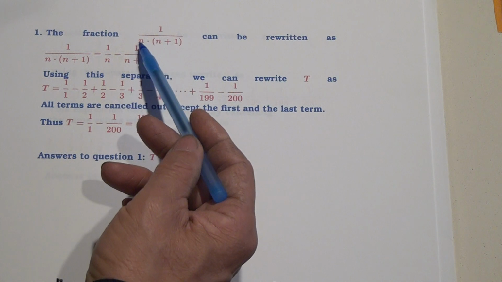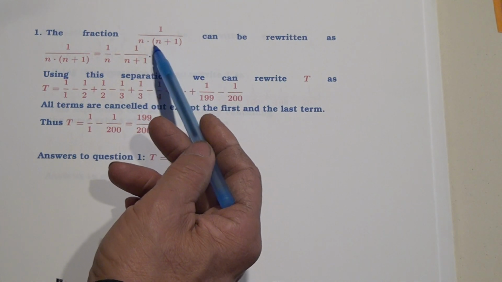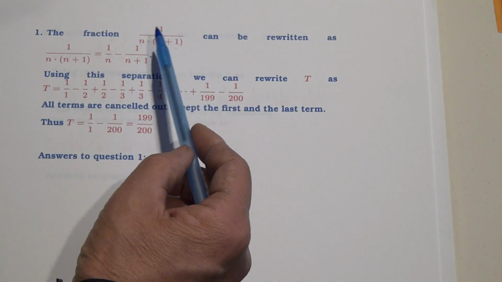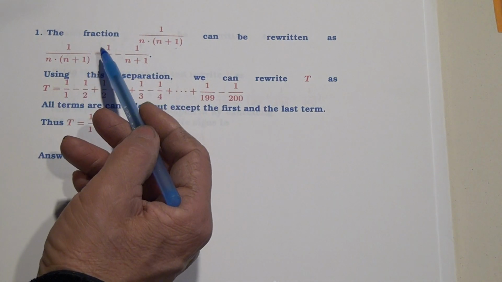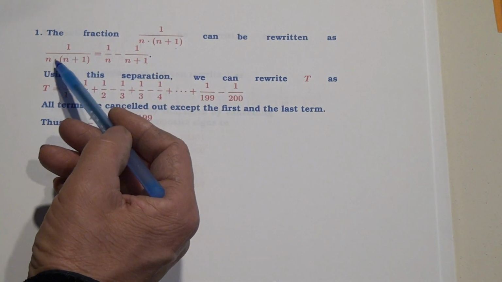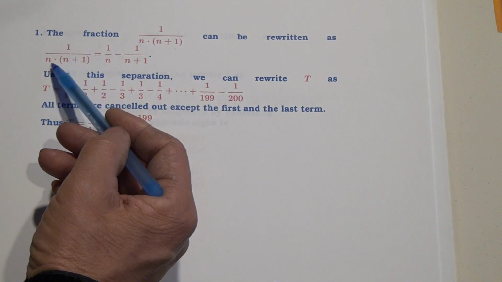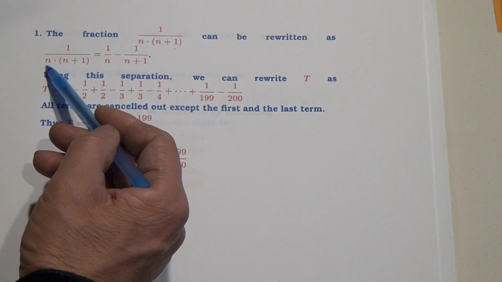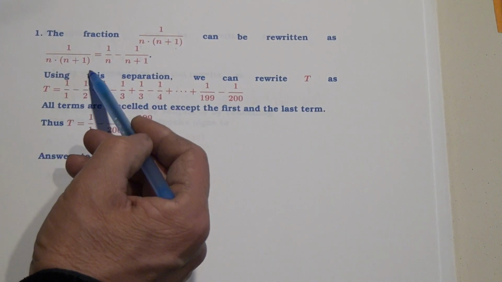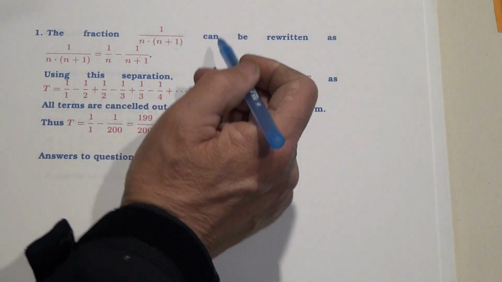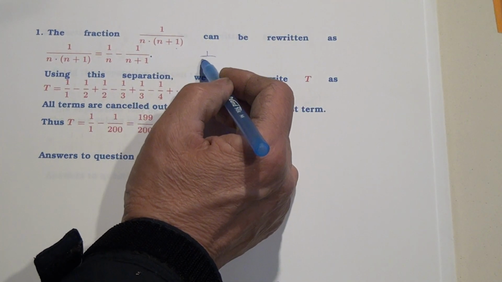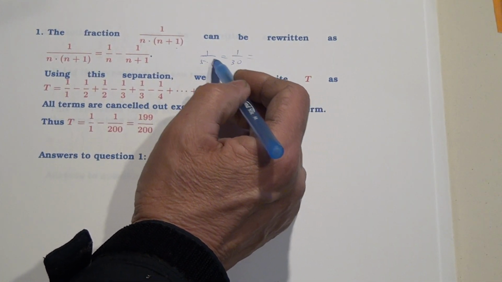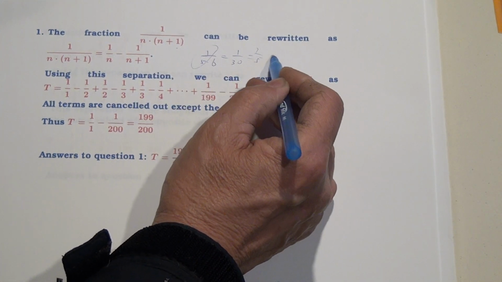When you have 1/(n times n plus 1), if you look at here, what is the difference between n and n plus 1? Just 1. Okay, the difference is 1. When you have a fraction with a denominator n times n plus 1, where the difference is 1, you can write it as one fraction minus another fraction. For example, if you have 1/(5 times 6), which is 1/30, obviously, right? That will be the same as 1/5 minus 1/6.